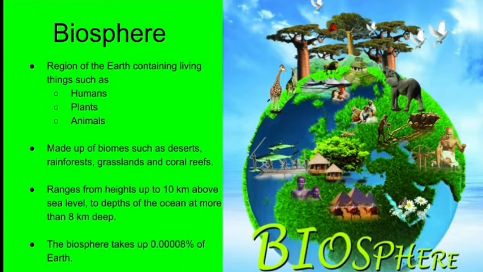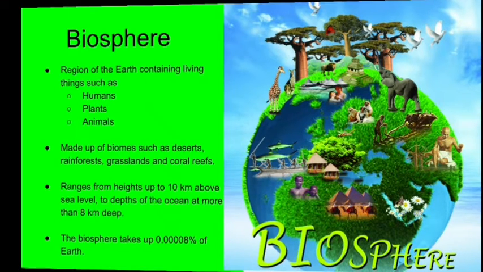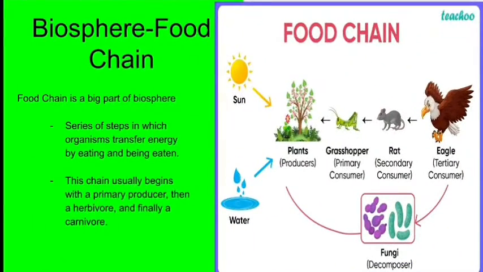Now, I'm going to talk about the biosphere. It is the region of the earth containing living things such as humans, plants, and animals. It is made up of biomes such as deserts, rainforests, grasslands, and coral reefs. It ranges from height up to 10 kilometers above sea level to depths of the ocean at more than 8 kilometers deep. The biosphere takes up 0.0008% of our Earth.